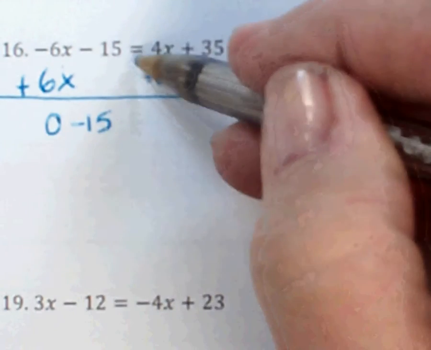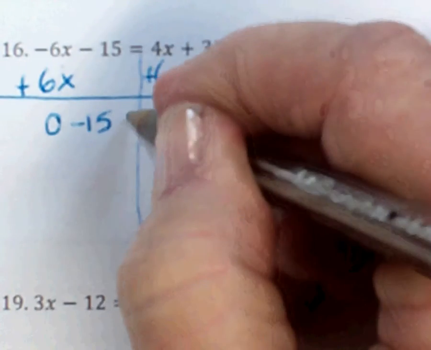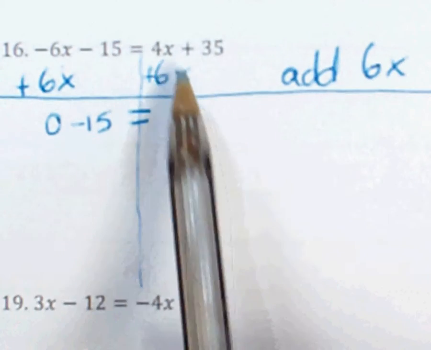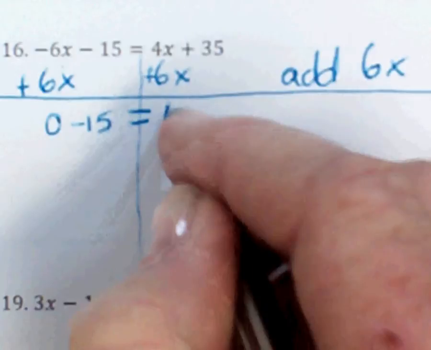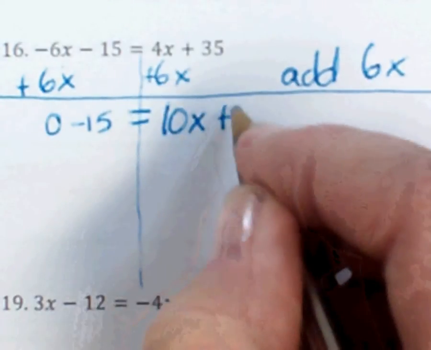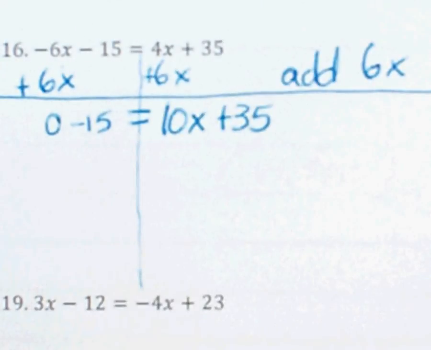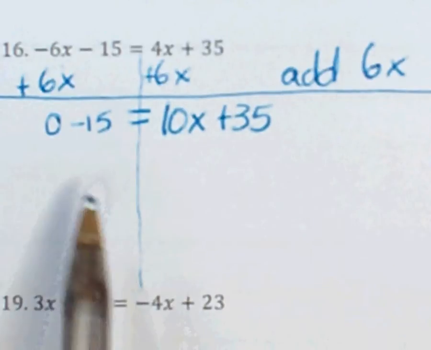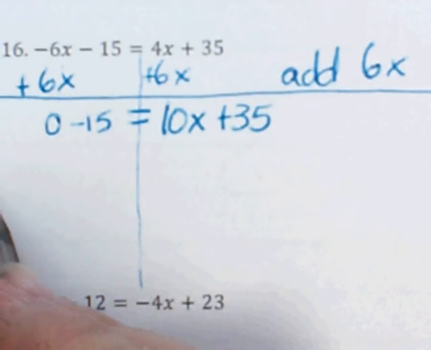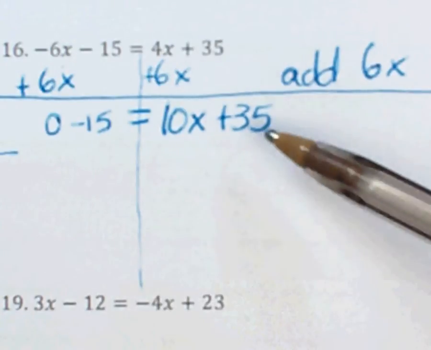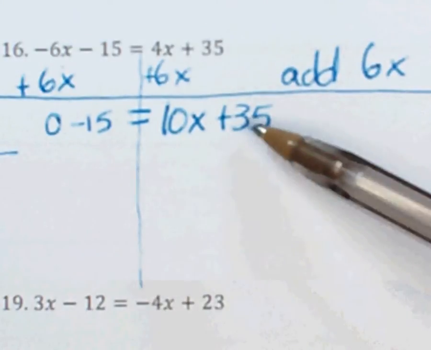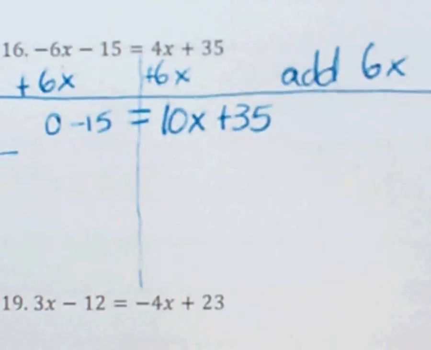I'm going to line up my equal signs here. Keep me organized. And here I have 4x plus 6x, 10x. Okay, bring down everything else. So now, okay, this is good. So next thing I want to do is, I want to have x isolated. So I'm going to add negative 35.